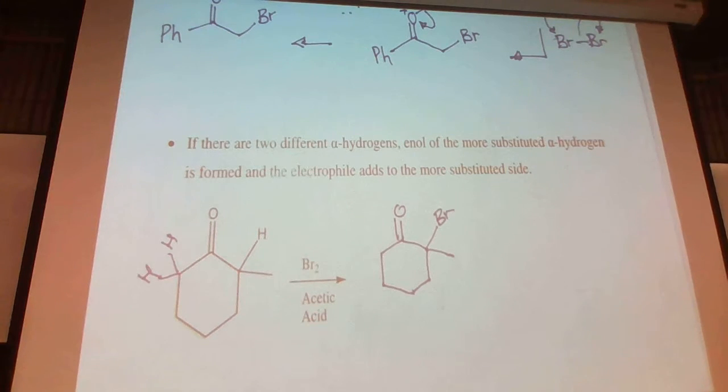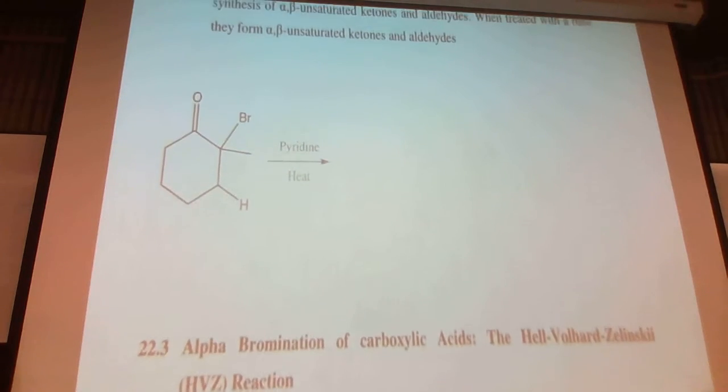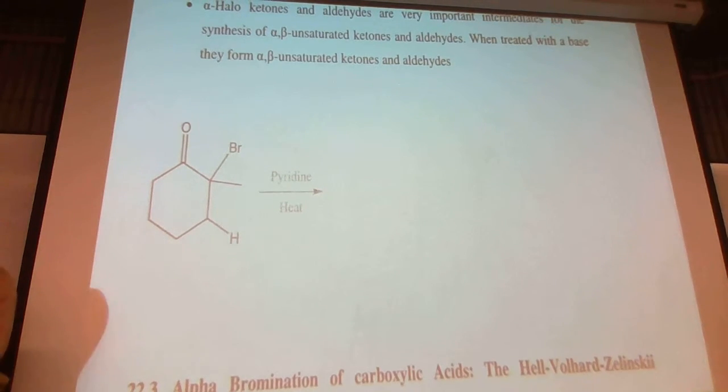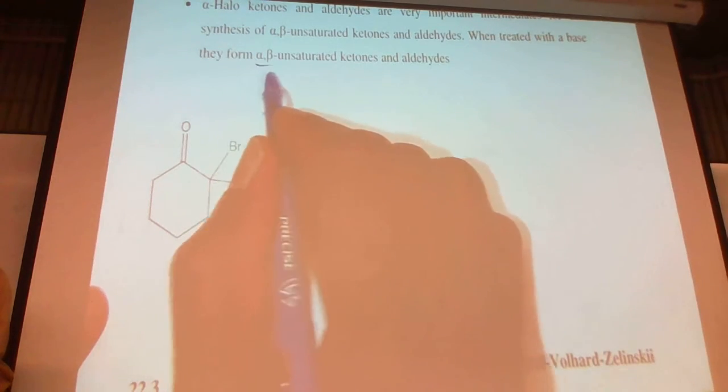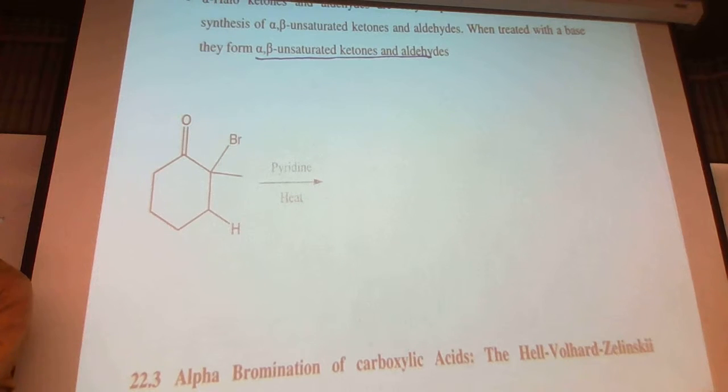Now, what is the chemical significance of these alpha haloketones? They are called alpha haloketones, whether alpha bromoketones, alpha iodoketones, or alpha chloroketones. What's the chemical synthetic significance of this? They are used to generate alpha beta unsaturated ketones when treated with a base.